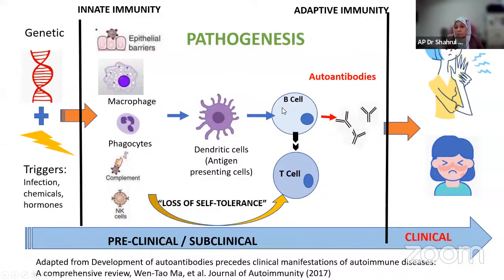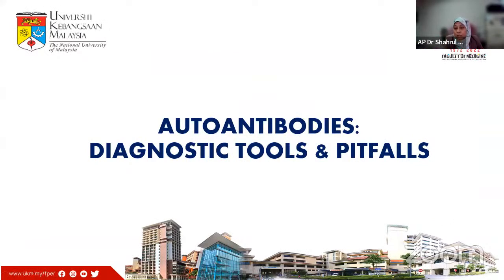Your adaptive immunity consists of T cells and B cells, in which the final products are the autoantibodies, produced by B cells. This process can already happen even before the clinical manifestation of the autoimmune disease. It can happen for many, many years, so it is considered a subclinical or preclinical condition. And when it strikes, the antibodies start to attack the organs, and it starts to manifest clinically as connective tissue disease or rheumatic disease. So how do we use these autoantibodies as diagnostic tools, and what are the pitfalls?